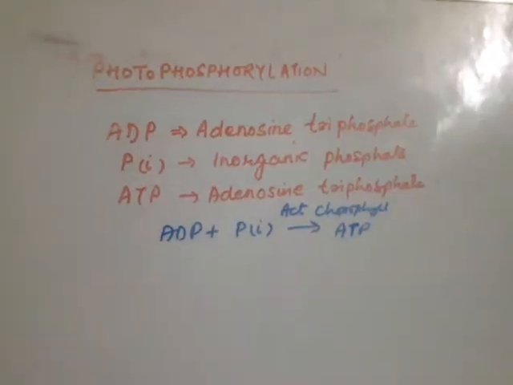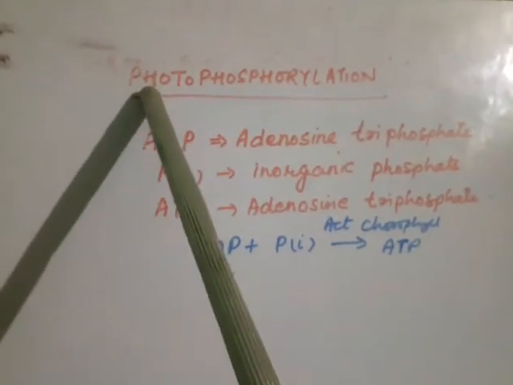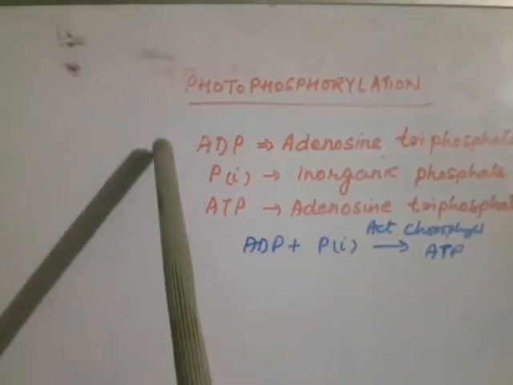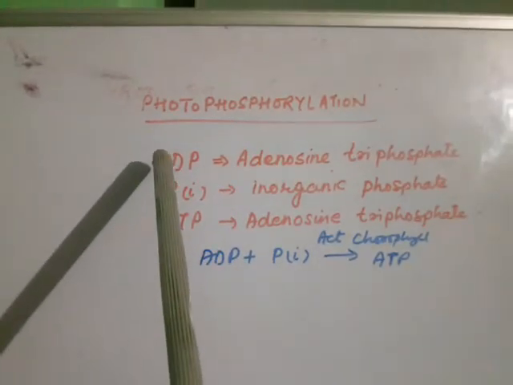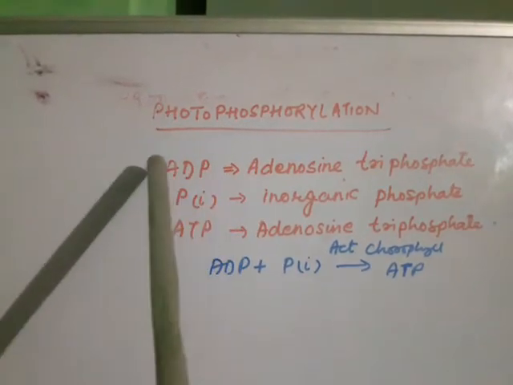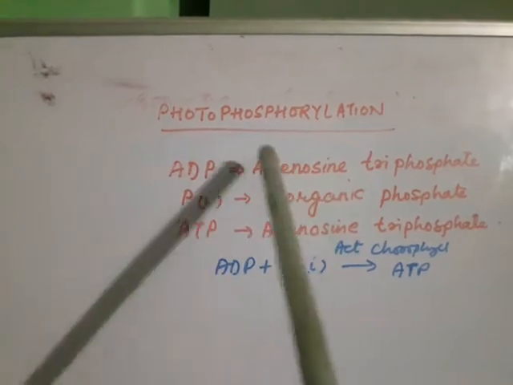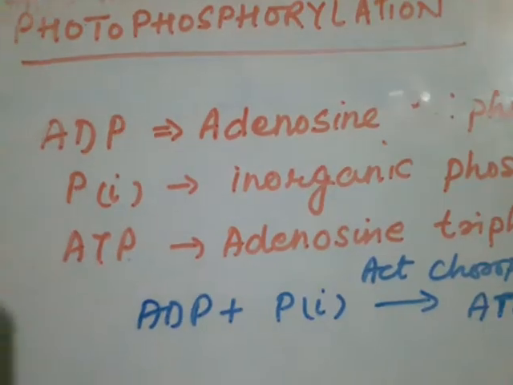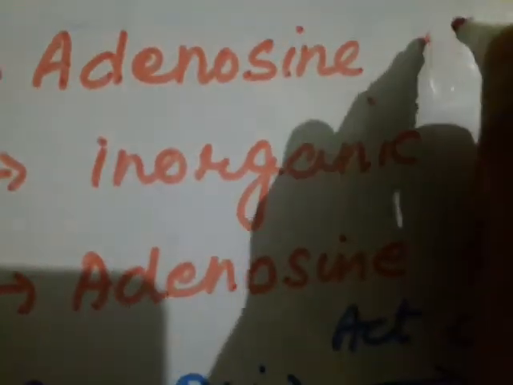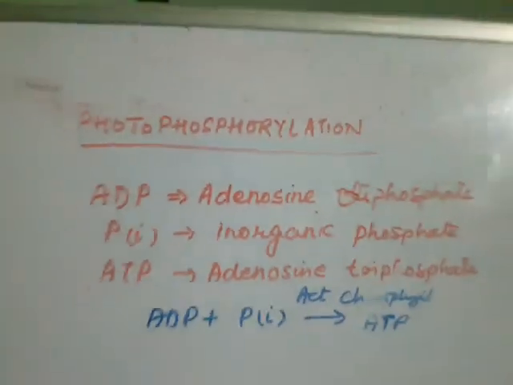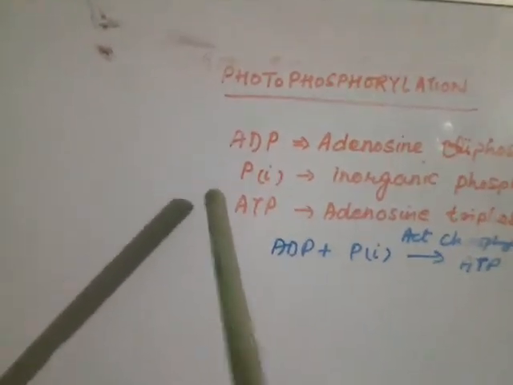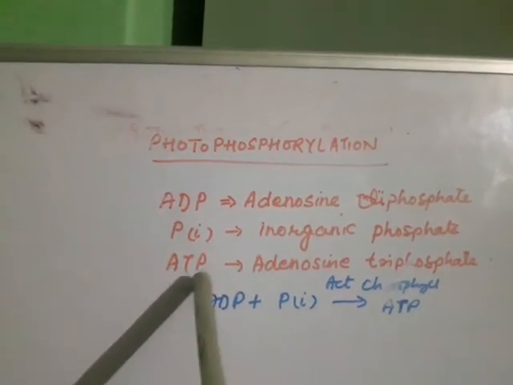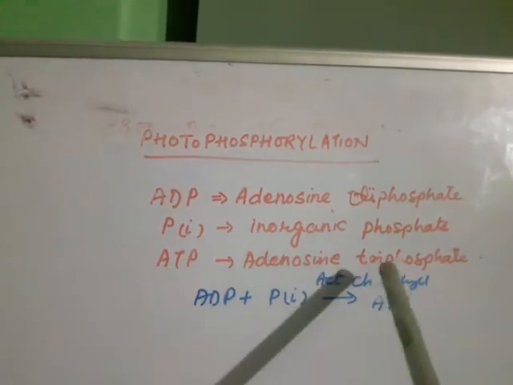Now photophosphorylation is also a part of the light reactions or light phase. Before we start photophosphorylation, let us see the abbreviations. The full form of ADP: A stands for adenosine, D stands for di, not tri, diphosphate. Adenosine diphosphate. Pi stands for inorganic phosphate. The full form of ATP: A stands for adenosine, T stands for triphosphate.